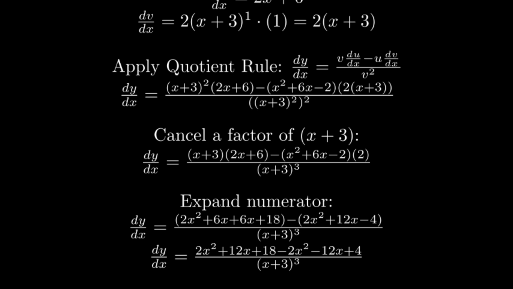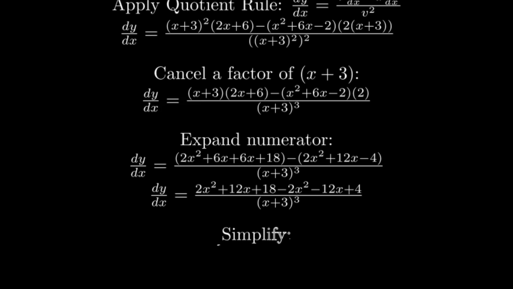We multiply out the brackets. Be very careful with the negative sign on the second bracket. It changes the sign of every term inside. Finally, we see that most of the terms in the numerator cancel out. The 2x squared terms cancel, the 12x terms cancel, and we're left with 18 plus 4, which is 22.